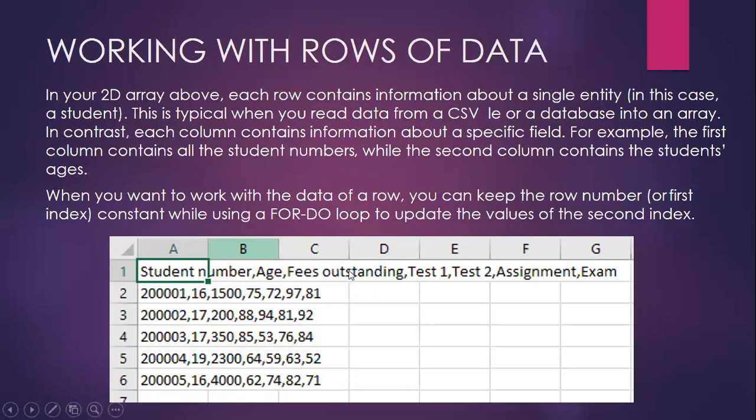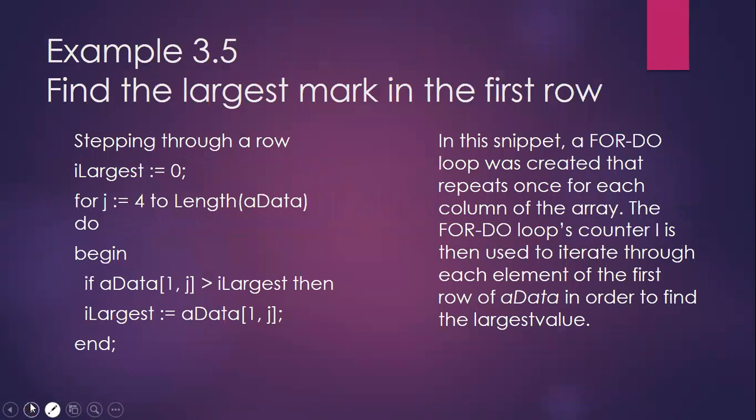It wasn't divided up into columns, but what you are going to do is read up to your delimiter, and then age will be in column B, fees in C, test 1 in D, etc. When you want to work with the data of a row, you can keep the row number, or first index, constant while using a for-do loop to update the values of the second index. Okay, so let's take a look at what is happening here.